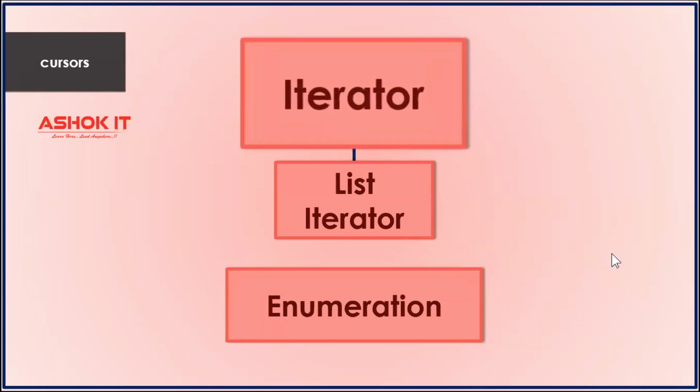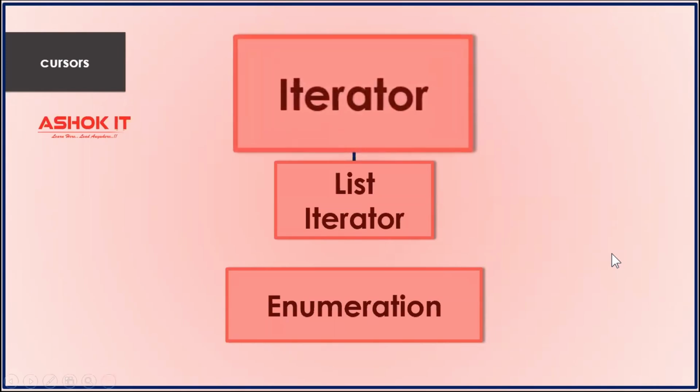So iterator we have completed: how to use iterator with the collection classes we have seen, that is, with the classes that implement the list interface or map interface. Now next we will be seeing list iterator.